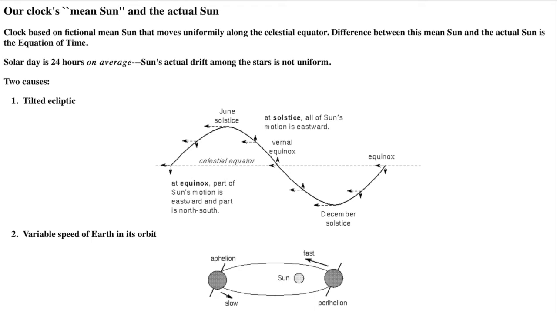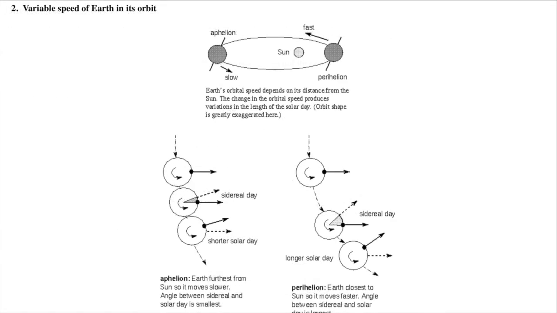The actual real sun moves along the ecliptic, which is tipped by 23.5 degrees with respect to the celestial equator. At the equinox, part of the sun's motion is eastward and part is north-south. At the solstices, all of the sun's motion is eastward. The total motion is the combination of the eastward and the north-south, and that total motion stays fairly constant. So if part of the total is taken up with the north-south component, then there's less available for the eastward part. In that previous sentence, I said that the total motion stays fairly constant, not perfectly constant.